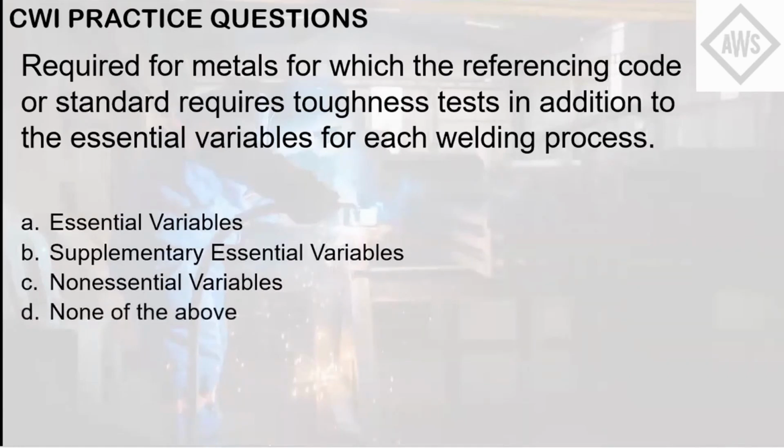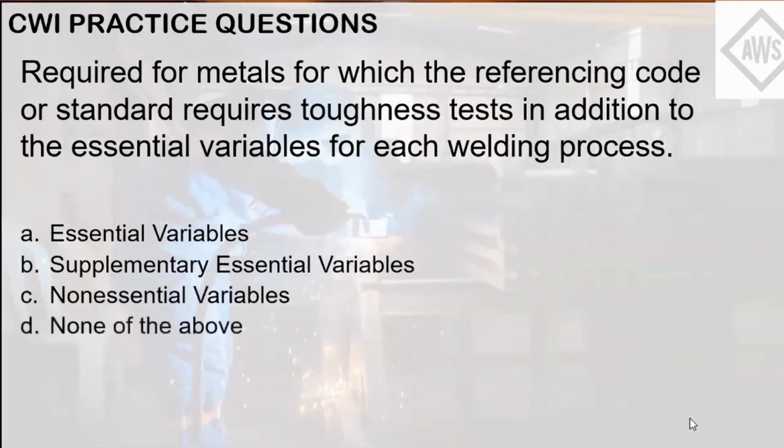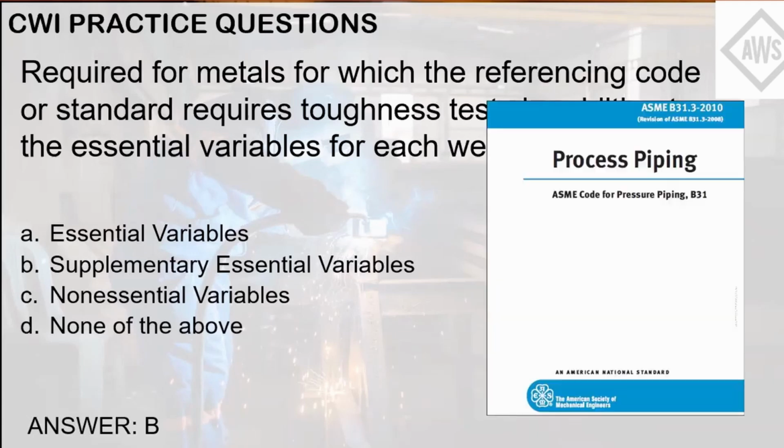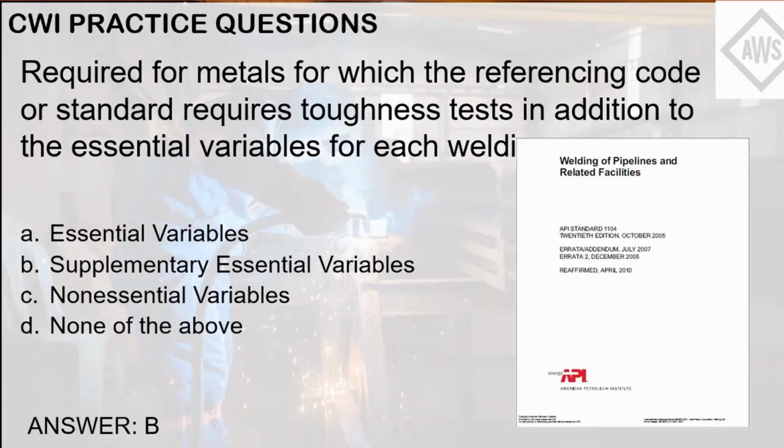So if you need toughness tests, impact tests, such as Izod, Charpy, those kinds of tests, you'll need to address the supplementary essential variables, letter B. These supplementary essential variables will become essential if toughness tests are required. For example, if you are looking into codes such as ASME B31.3, API 1104, or ASME 9, depending on what construction codes you are in.